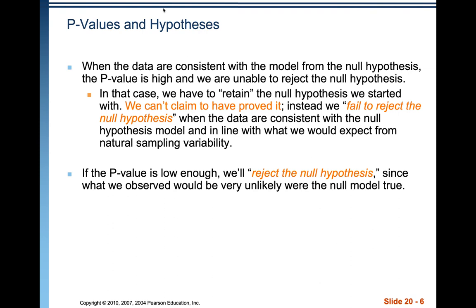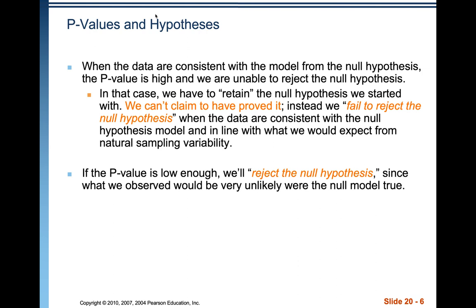When the data are consistent with the model from the null hypothesis, the p-value is high, and we are unable to reject the null hypothesis. In that case, we have to retain the null hypothesis we started with. We can't claim to have proved it. In fact, don't use prove in any of your written answers about any hypothesis test ever. Instead, we fail to reject the null hypothesis and maybe state that the data are consistent with the null hypothesis, so when they are in line with what we'd expect with natural sampling variability.